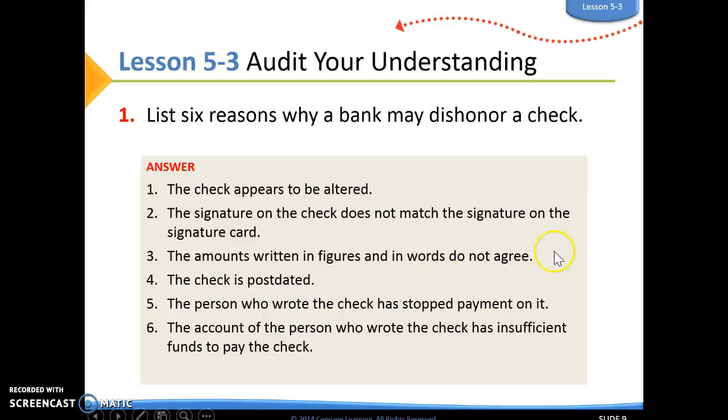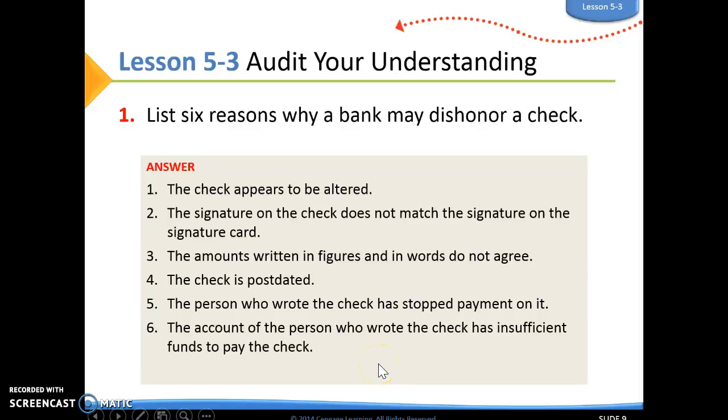The amounts written in figures and in words do not agree. I guess that goes with number 1. Number 1 would also be like if it looks like we added an extra 1 in there or something, or if it looks like we changed the name. The check is post-dated. So that means that if we wrote it for a later date, let's say that I didn't write it until I put November 3rd on that. That means that I cannot cash that check until November 3rd.